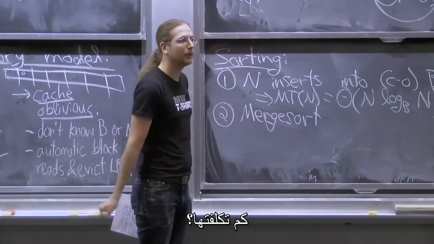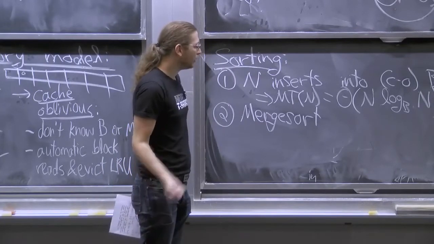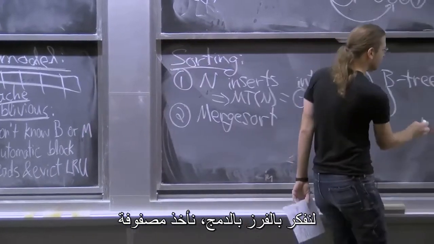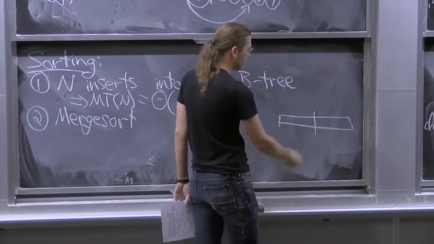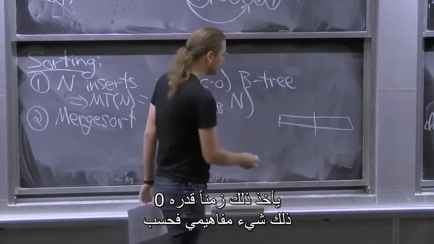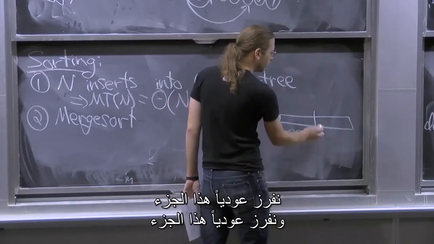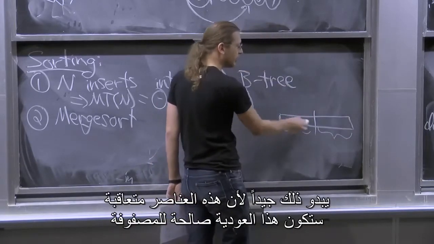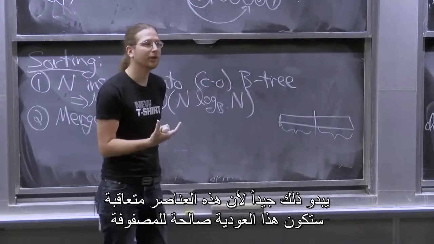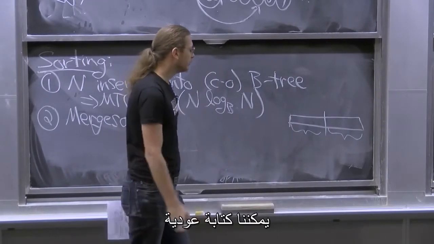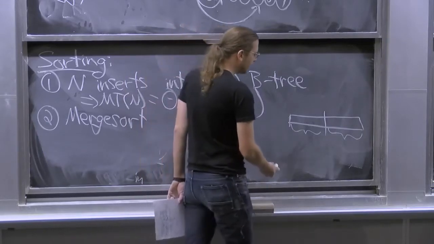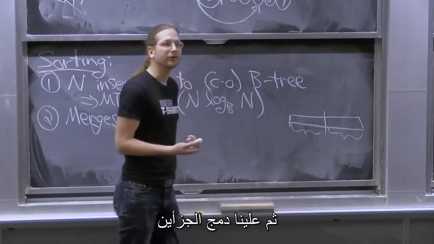So how much does it cost? Well, let's think about merge sort. You take an array, you divide it in half. That takes 0 time. That's just a conceptual thing. You recursively sort this part. You recursively sort this part. That looks good because those items are consecutive. So that recursion is going to be an honest goodness recursion on an array. So we can write a recurrence. And then we have to merge the 2 parts.